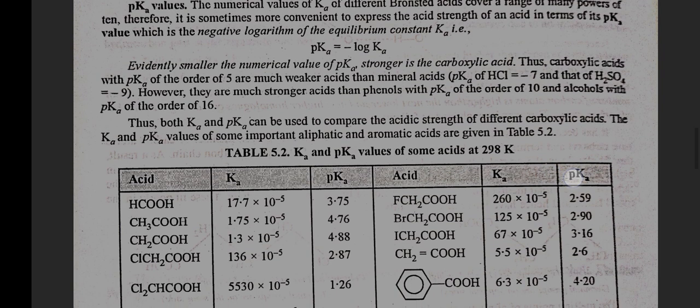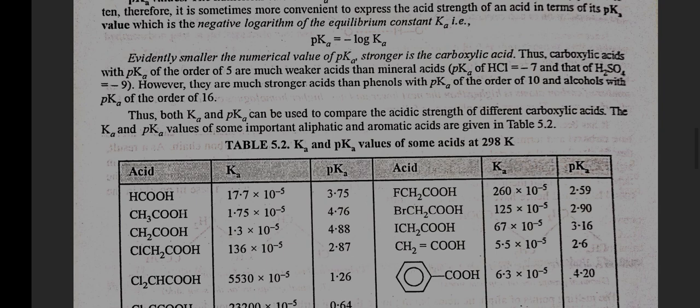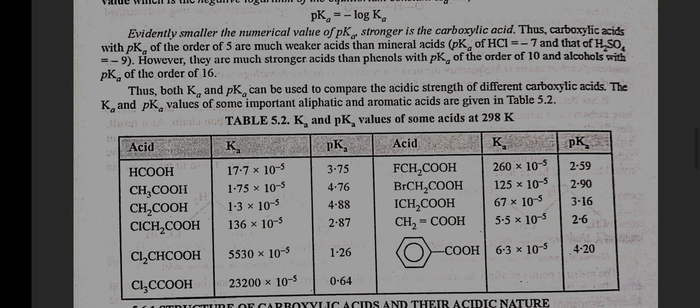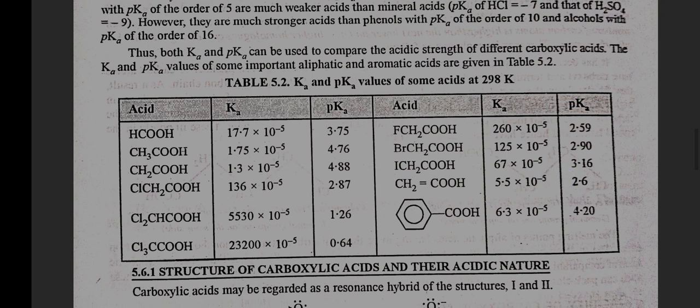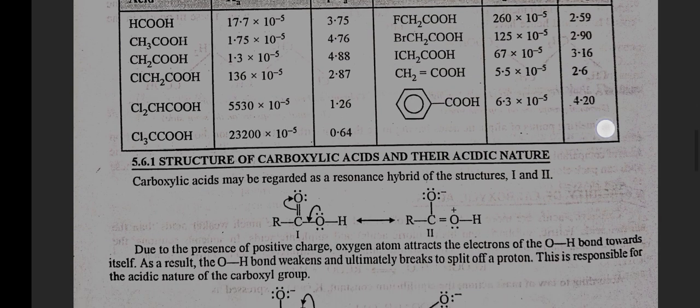Thus, carboxylic acids with pKa of the order of 5 are much weaker acids than mineral acids. However, they are much stronger acids than phenol, with pKa of the order of 10, and alcohol, with pKa of the order of 16. Thus, both Ka and pKa can be used to compare the acidic strength of different carboxylic acids. The Ka and pKa values of some important aliphatic and aromatic acids are given.